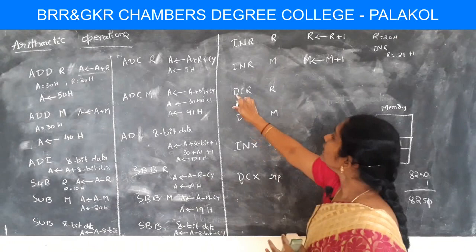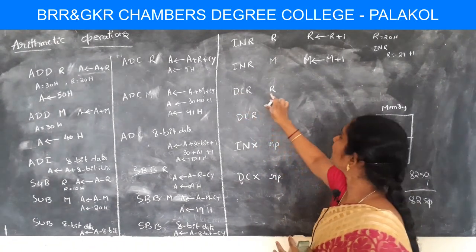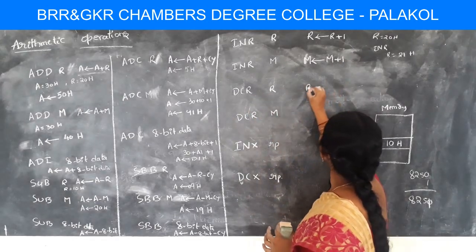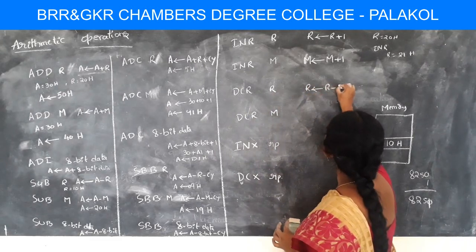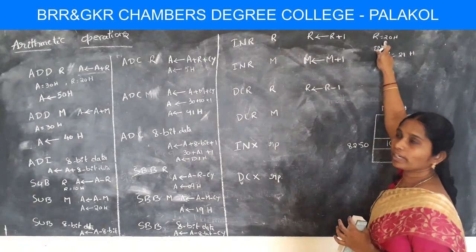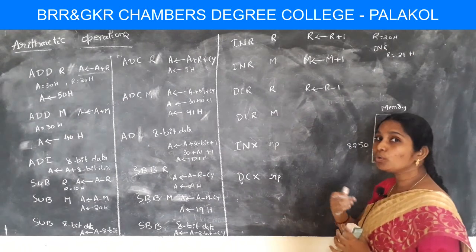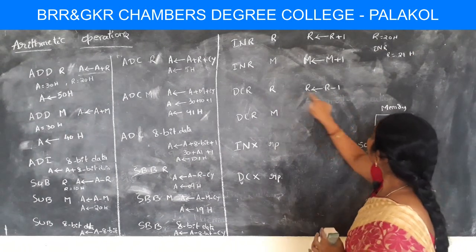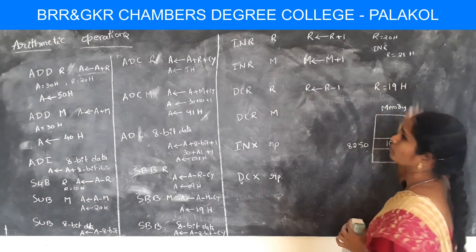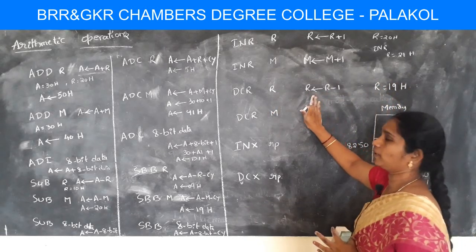And after that, DCR. DCR is nothing but decrement. So decrement the register R. That is, R tends to R minus 1. For this example, I consider 20. Increment is nothing but we add 1; decrement is nothing but we have to reduce 1. Therefore, after execution of this instruction, R is equal to 19H. So 19H is stored in this register R.